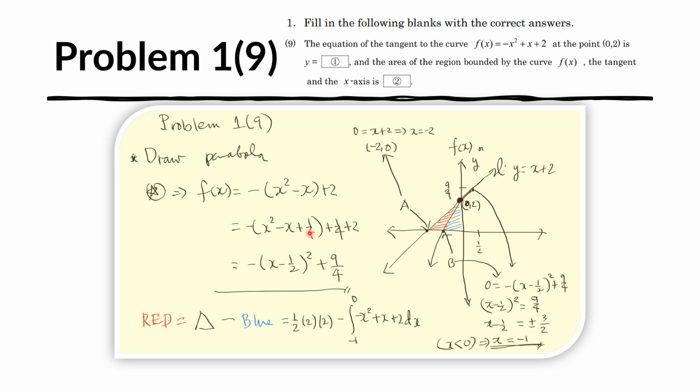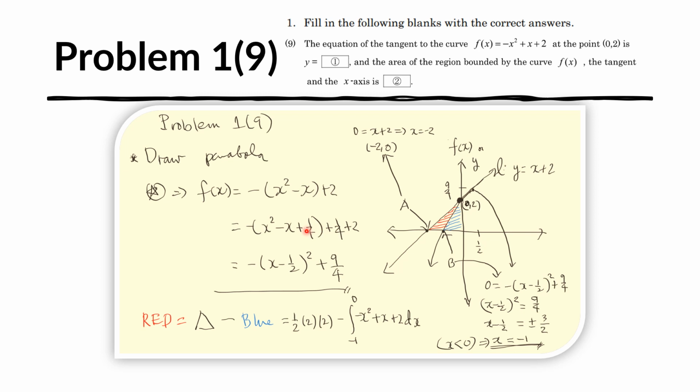Now, because we added 1/4 here, and that's a negative, we have to add it outside as well. And so here we added a positive 1/4 to counteract the effect of the -1/4 in here. Now, these terms here consist a perfect square.